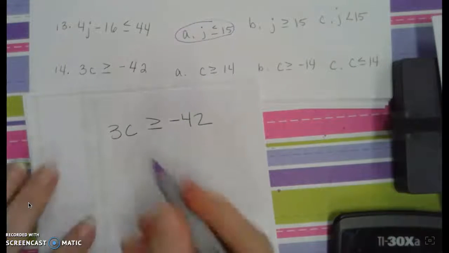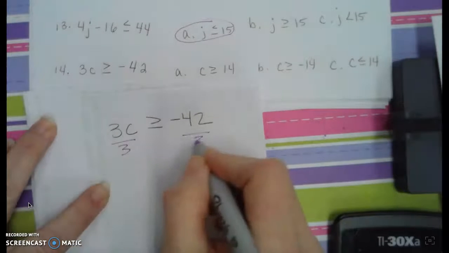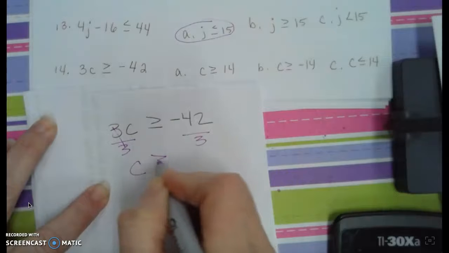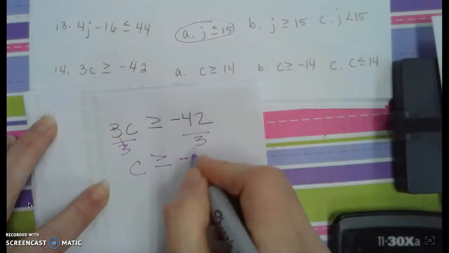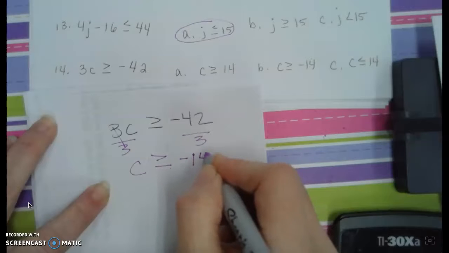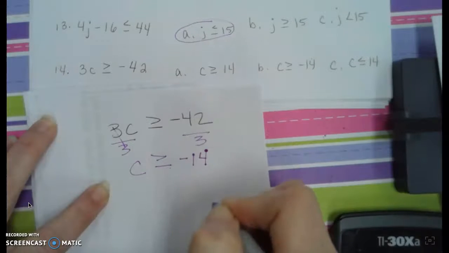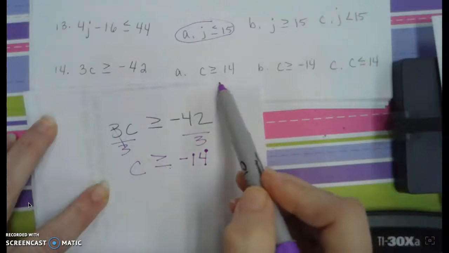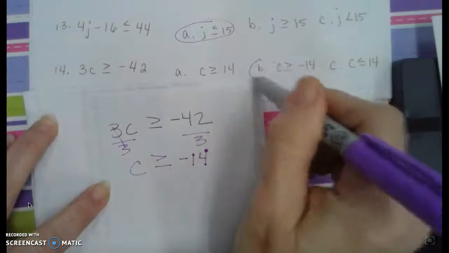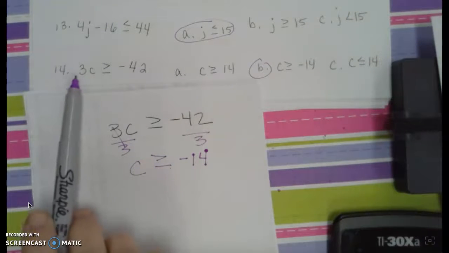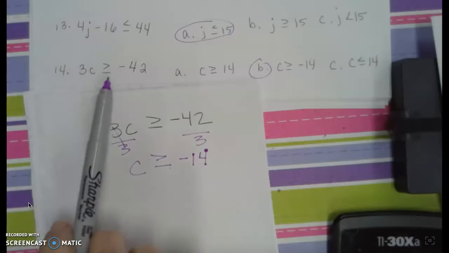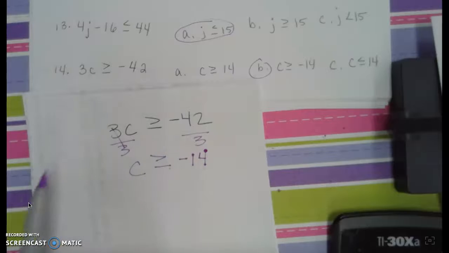All right, last but not least, divide both sides by 3, and C is greater than or equal to, that's going to be a negative 14. So if I look for the one that matches, that's going to be B. Now, had I divided by negative 3, then that sign would have flipped. Only when you multiply or divide by a negative. That was a crazy rule we talked about.